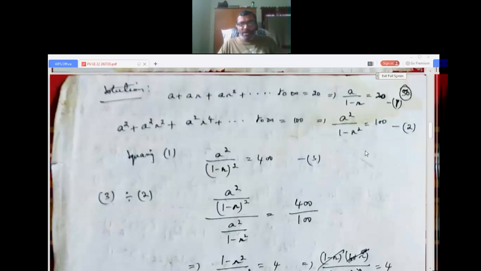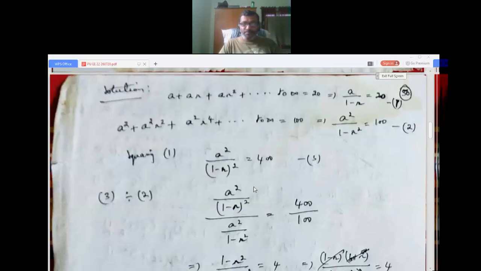The method I have followed is, I square this one because there is a squared here. I'll square this so that I get a squared on both sides. So when I square this, I get a squared by 1 minus r whole squared is equal to 20 squared, that is 400.